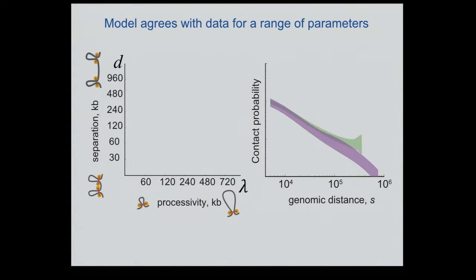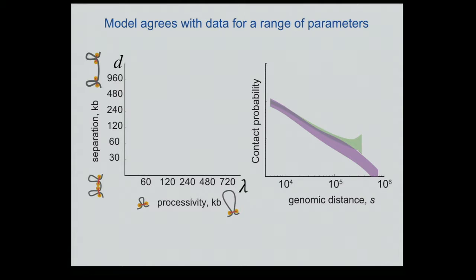So the model in total has 6 parameters: DNA flexibility, DNA density, the rate at which loops are being extruded, and also 2 other parameters that are very important. Actually, one more parameter is the contact radius of Hi-C. I don't know whether Hi-C gives me contacts that are 50 nanometers apart or 250 nanometers apart, so that's another parameter in the model.